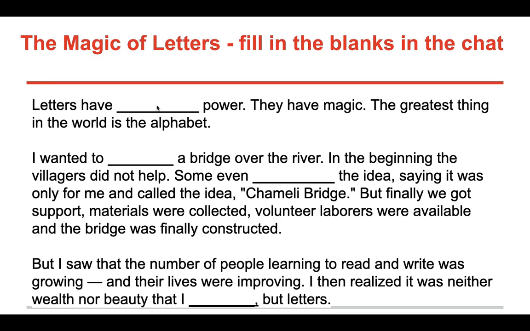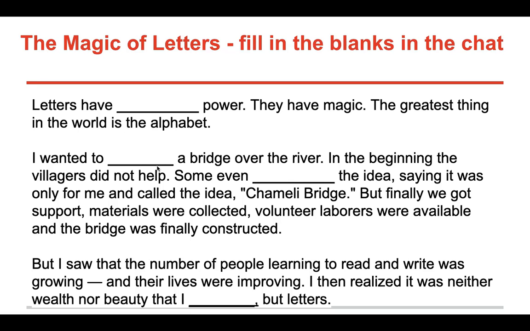So let's try. Letters have blank power. They have magic. The greatest thing in the world is the alphabet. So if letters are magical, and these are clues, and they're the greatest thing in the world, so letters have power. Letters have a lot of power, is what I would say there. Letters have a lot of power, or they have great power. They're magical, and they're the greatest thing in the world. Okay, so let's try the next one.